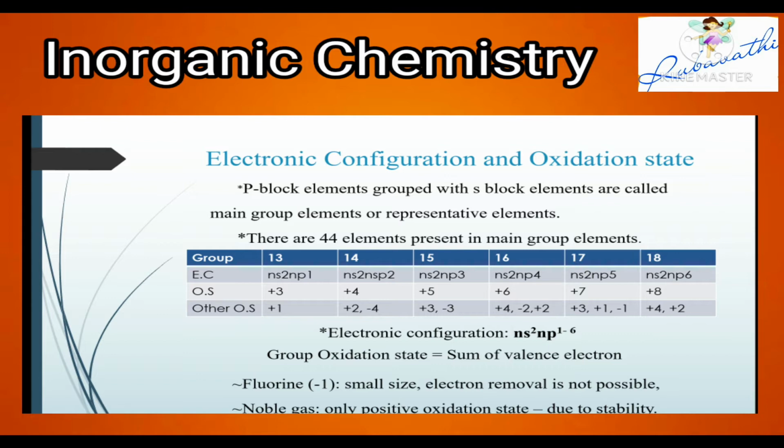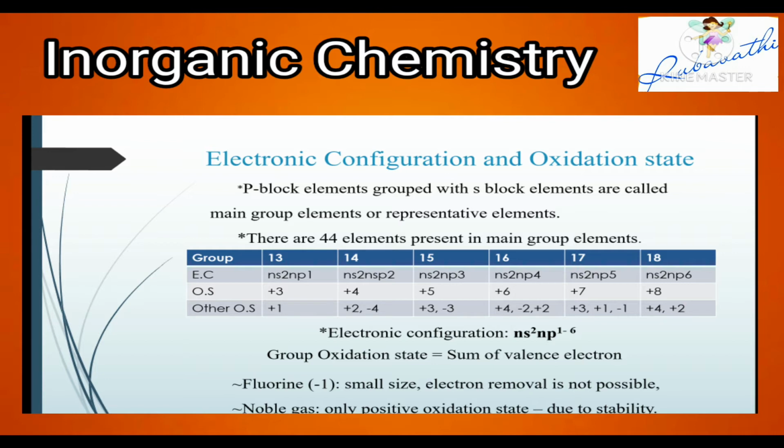Oxidation state. P block elements show variable oxidation states that may be positive as well as negative. The group oxidation state is the higher or maximum oxidation state exhibited by a p block element, that is, group oxidation state equal to the sum of valence electrons or the sum of electrons in s and p orbitals.